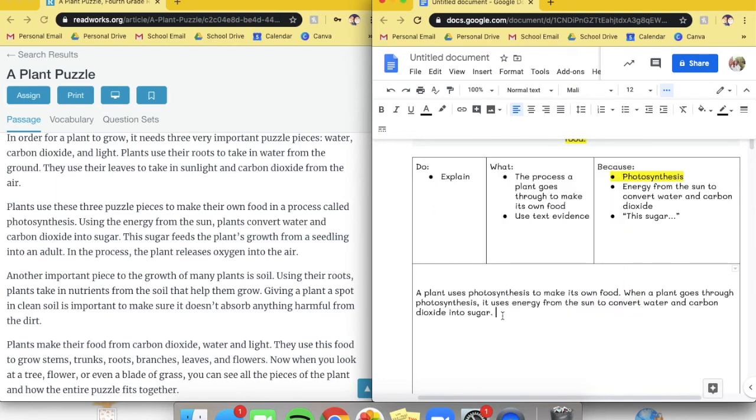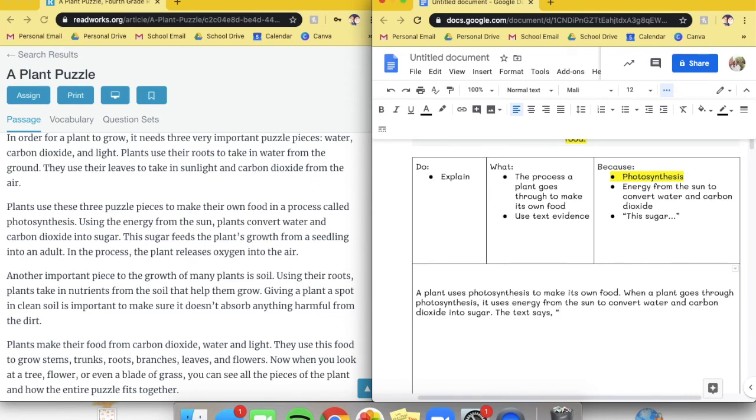Now, I need to use text evidence. When I use text evidence, this is where I can pull it exactly from the text. But there are 3 little words I need to put at the beginning of my sentence. Anyone know what they are? The text says. That is telling me that there's text evidence coming. So if you are reading this, get ready. So the text says, I'm going to put a comma, and then my quotation marks. I have to have quotes because this is someone else's words.